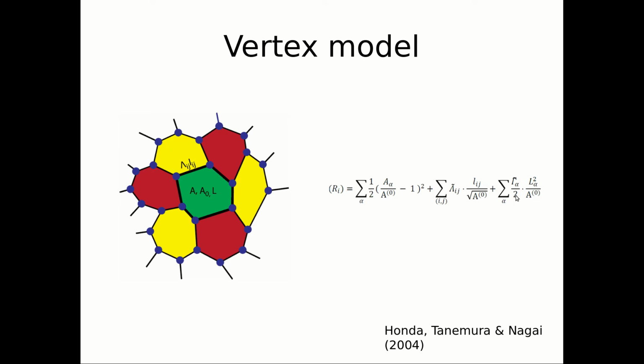The third term tries to make cells rounder. It tries to simplify their shape. This is a parameter which is perimeter contractility, and this L is the perimeter of a cell, which is divided by the area. So if the perimeter is large compared to the area, the term will be larger. So vertex movements will try to avoid that. They will try to avoid the perimeter being large compared to area.